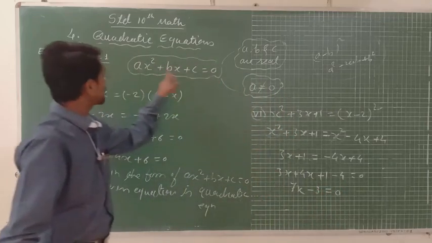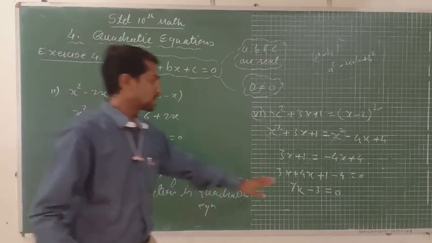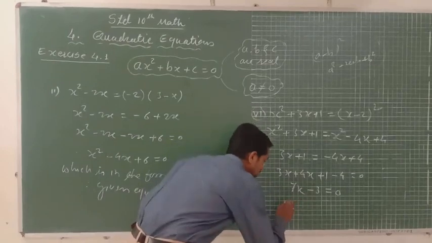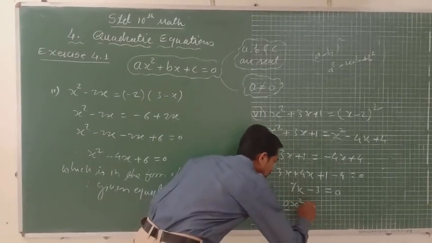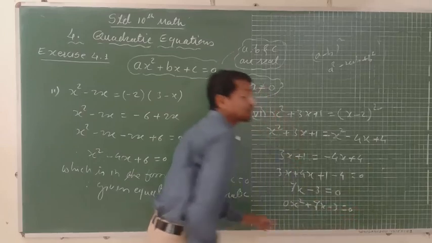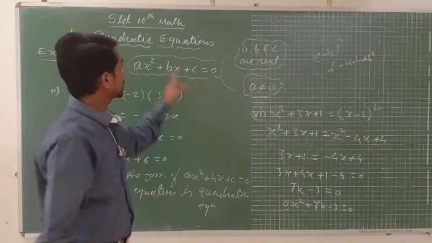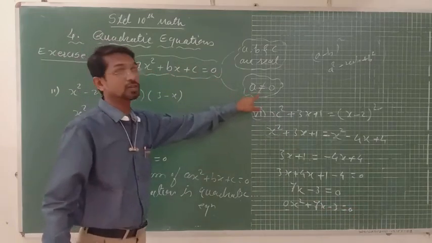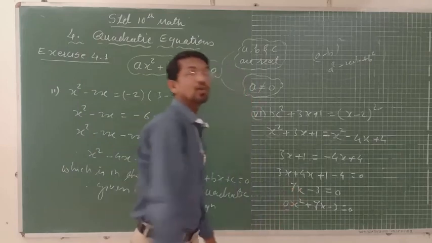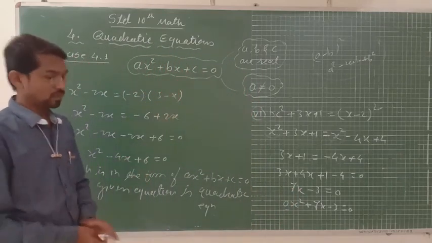And it is to be in the form of ax square plus bx plus c. See, the x square term is missing here. Though if we write it as 0 x square plus 7x minus 3 is equal to 0, what our condition says is that a is not equal to 0. Here a is 0. So therefore it is not in the form of ax square plus bx plus c is equal to 0.